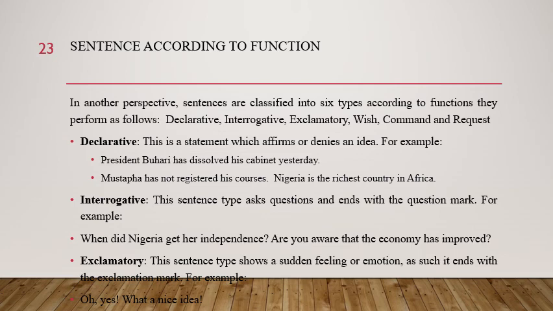Interrogative. This sentence asks questions and ends with a question mark. For example, when did Nigeria get her independence? Are you aware that the economy has improved or it has dwindled? Exclamatory. This sentence type shows a sudden feeling or emotion. As such, it ends with an exclamation mark. For example, oh yes, what a nice idea!